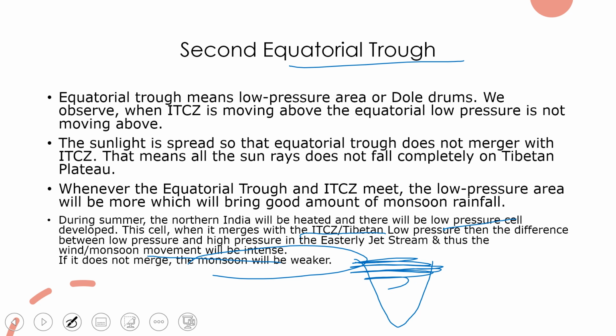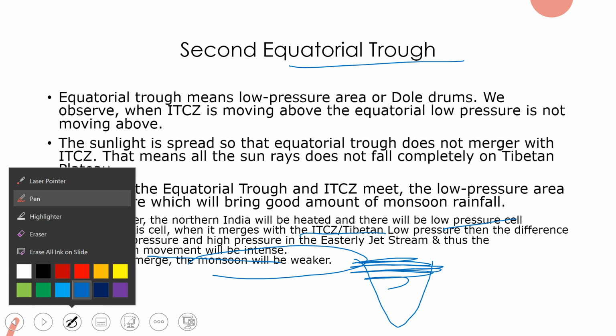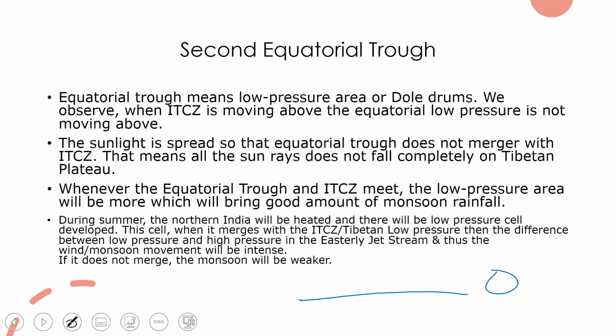We observed that when the ITCZ is moving above, the equatorial low pressure is not moving above. That is what it wants to mention: at the equator, 0 degrees, there will be a low pressure. It is not that there will be no low pressure and the sun has completely moved, but the ITCZ has moved. Earlier the ITCZ would also form at the equator, but now the ITCZ has moved and the equator also has a low pressure.